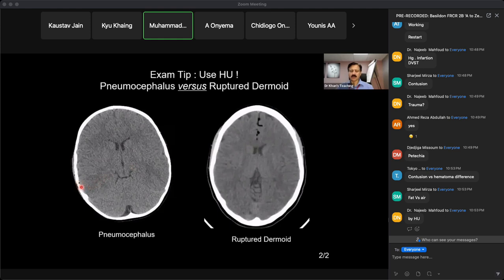Even if you pick up here, you will say that I would like to confirm it. Of course, when there is history of trauma, it is more likely. What about a patient having a dermoid and a ruptured dermoid with secondary trauma? That can also happen. So this skill I am trying to emphasize: ask for Hounsfield unit. This was a ruptured dermoid. Fat will have density between about -50 to -100. Air will be minus a few hundreds, like 600, 700.